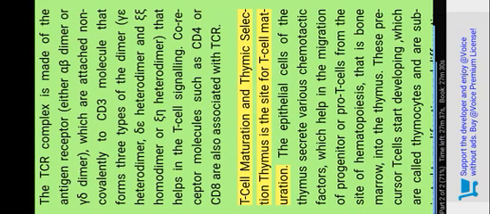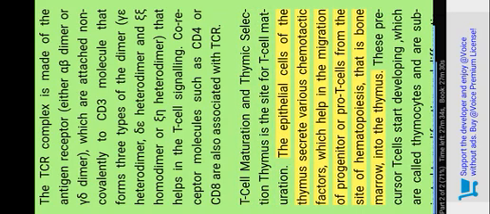T cell maturation and thymic selection. The thymus is the site for T cell maturation. The epithelial cells of the thymus secrete various chemotactic factors, which help in the migration of progenitor or pro-T cells from the site of hematopoiesis, that is the bone marrow, into the thymus.